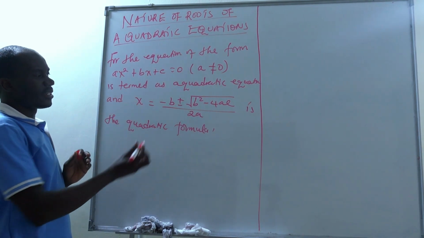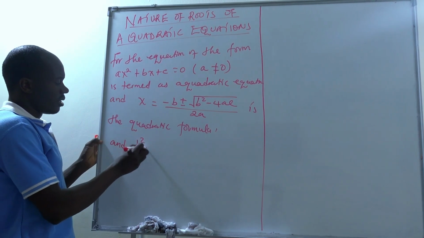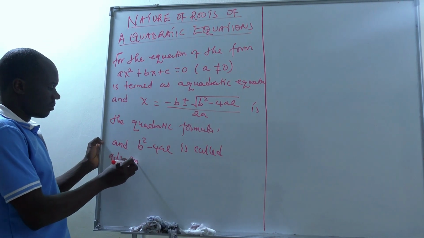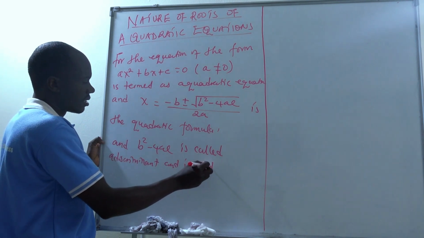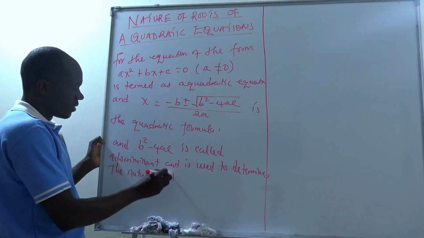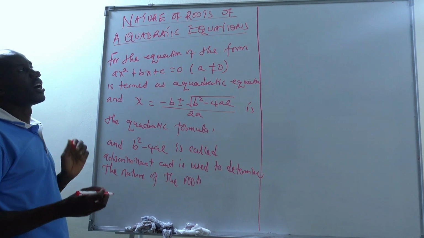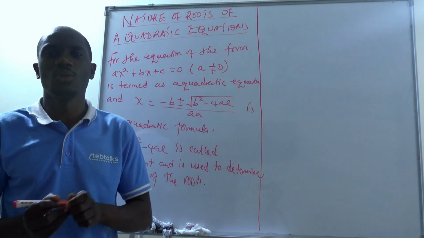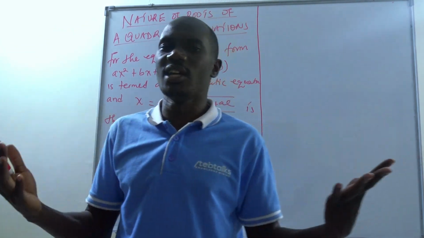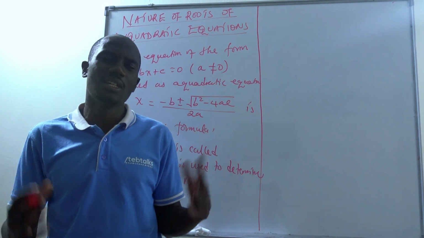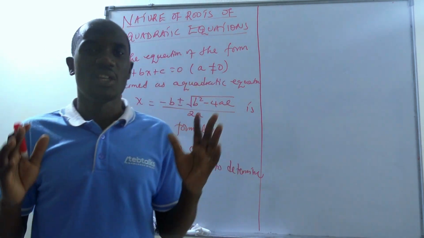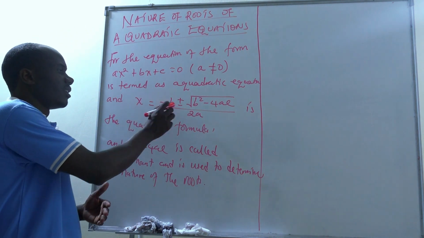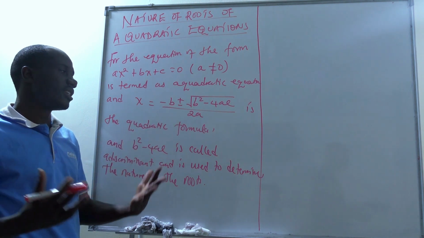I want to look at that. And b squared minus 4ac, the one which is here, is called the discriminant and is used to determine the nature of the roots. So this b squared minus 4ac is the one which will tell you that the root is imaginary, or the root is repeated, or the roots are different from them, as you are going to be looking at them.